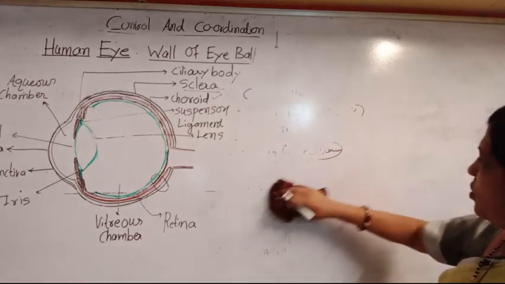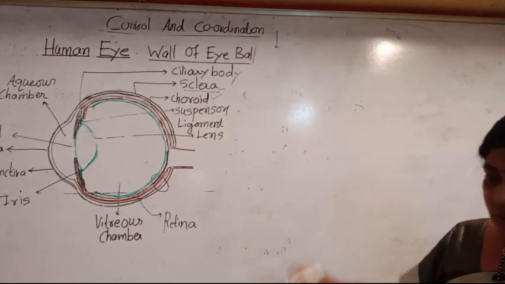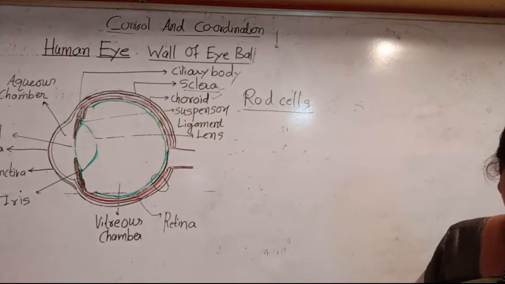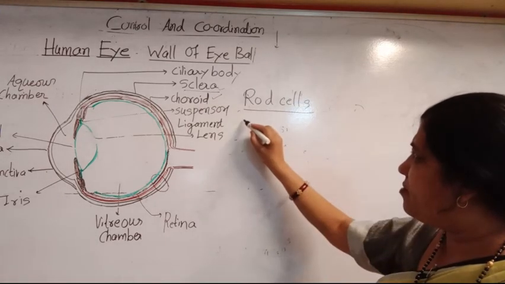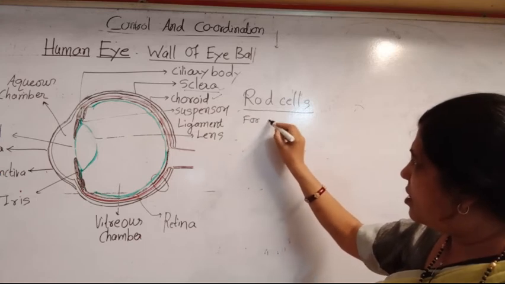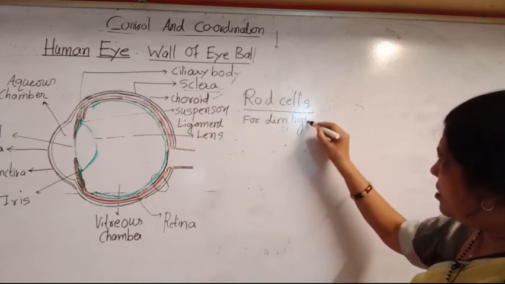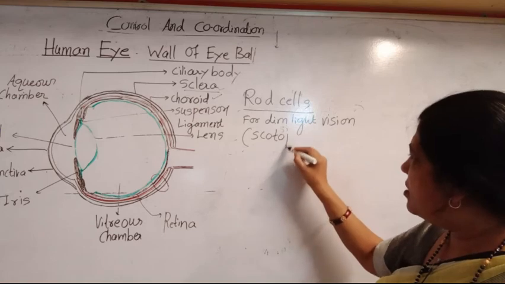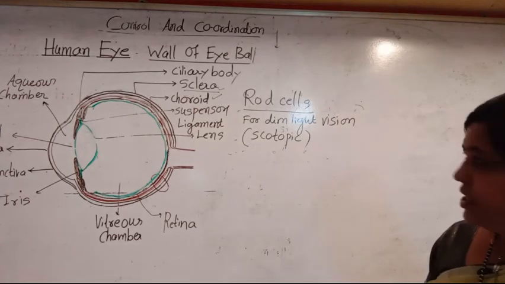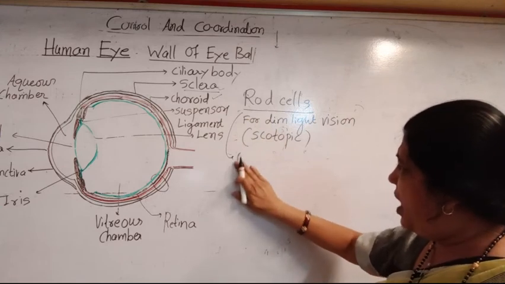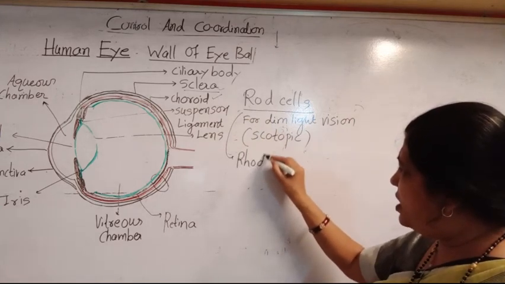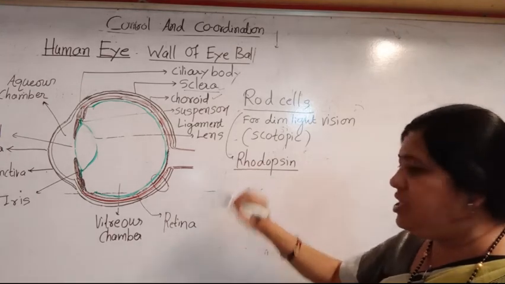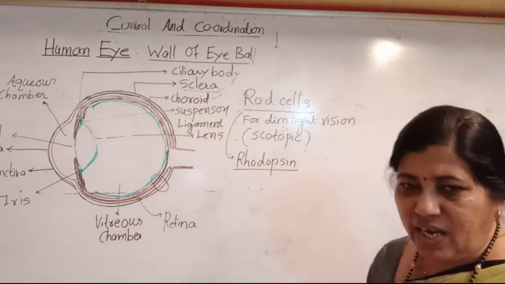Rod cells. The next photosensitive cells are rod cells. Rod cells are responsible for dim light vision, that is called scotopic vision. Rod cells contain purple red pigment, that is rhodopsin, and rhodopsin is a vitamin A derivative.